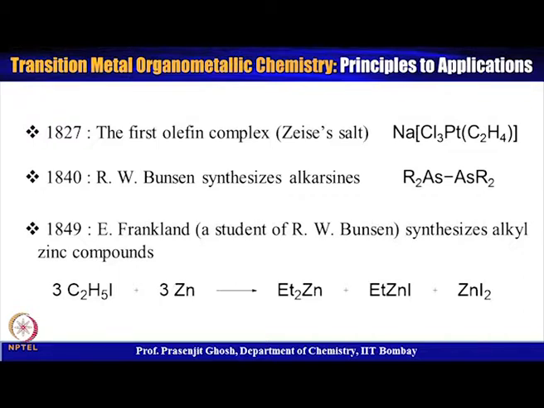Subsequent to this, in 1840, R.W. Bunsen synthesized dialkyl diarsane, R2As-AsR2. Then in 1849, E. Frankland, a student of Bunsen, synthesized alkyl zinc. This was done from the reaction of ethyl iodide with zinc, giving diethyl zinc, ethyl zinc iodide and zinc iodide.